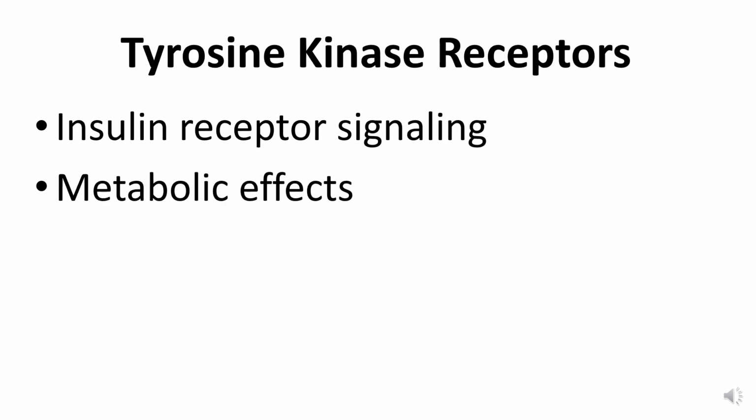Tyrosine kinase receptors are another major type of cell surface receptor. They play a key role in growth, metabolism, and cell survival. One of the most important examples is the insulin receptor. This receptor helps regulate blood glucose levels. When insulin binds to its receptor, the receptor activates itself. This process is called autophosphorylation.